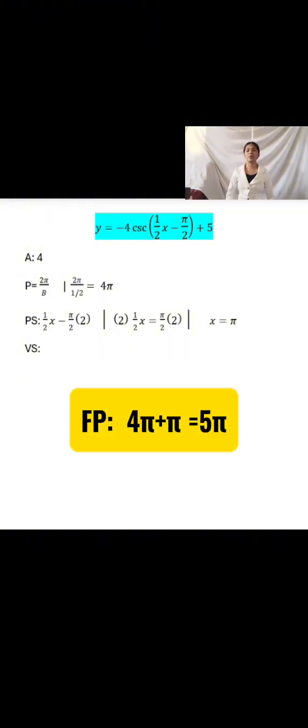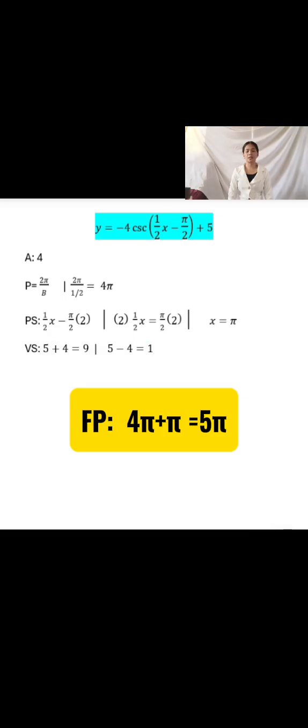We have the period of 4 pi and phase shift of pi. Then the answer is 5 pi. We have the final period. So here we go.